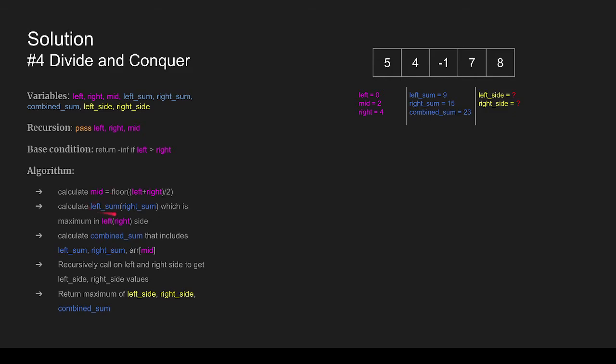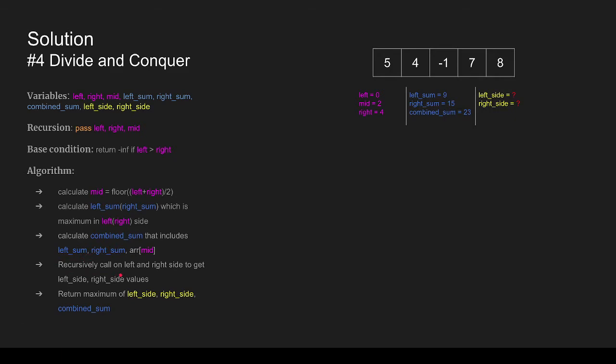After that, we calculate the left sum and the right sum, which is the maximum sum that can be achieved going left from the mid element, and the maximum sum starting from the right of the mid element. Then we calculate the combined sum, that is the mid element plus the left sum and the right sum. After that, we recursively call on the left side and on the right side.